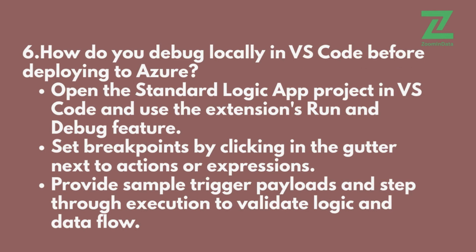How do you debug locally in VS Code before deploying to Azure? Open the standard Logic App project in VS Code and use the extension's Run and Debug feature. Set breakpoints by clicking in the gutter next to actions or expressions. Provide sample trigger payloads and step through execution to validate logic and data flow.